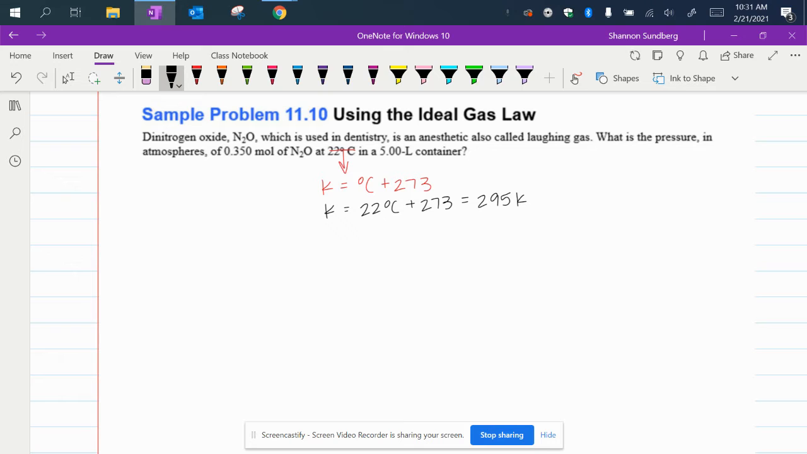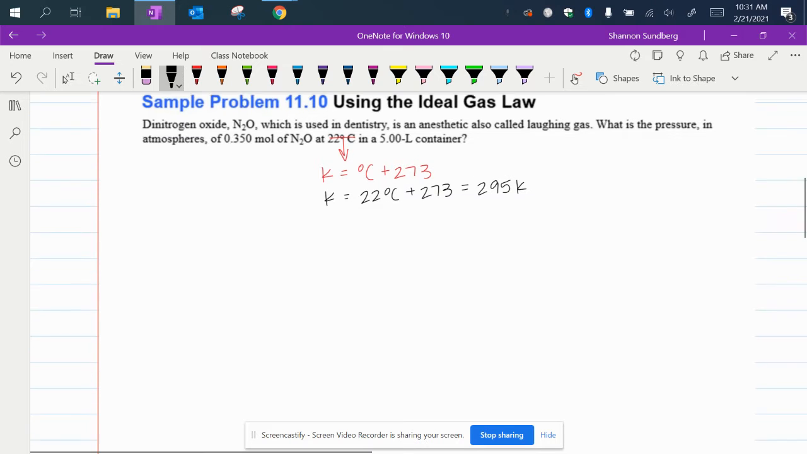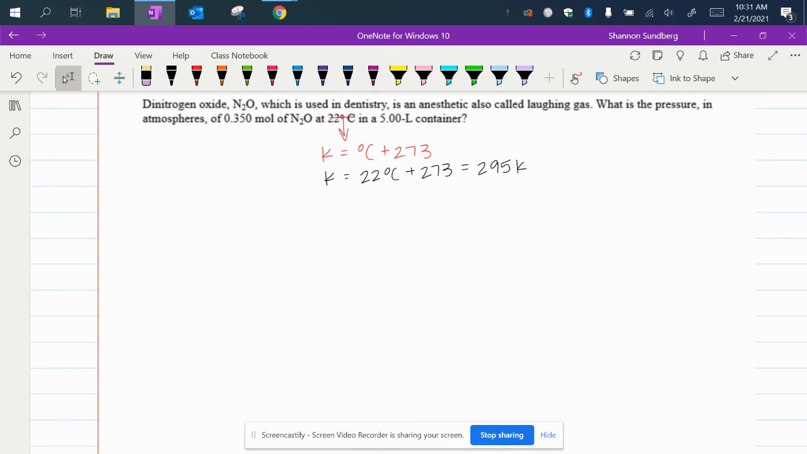If you mistakenly put degrees Celsius inside your ideal gas law formula, unfortunately, you will get it wrong no matter what you do. I always recommend writing out your variables off to the side so we can see what we're solving for and make sure that all of our units are appropriate for the ideal gas law formula. The ideal gas law formula is PV equals nRT. I'm going to write them all out off the side here: P, V, N, R, and T.